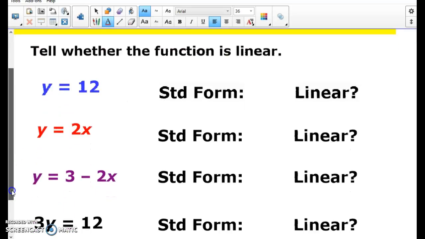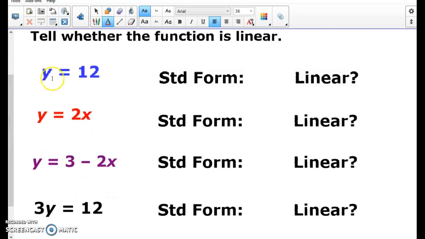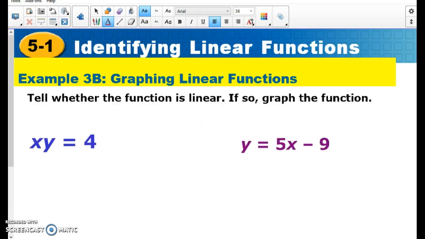Some of these things, just going back, so this is linear. It has all the rules. It's y equals 12. This one's also linear. y equals 2 times x. This one's also linear. 3 minus 2x. This one's also linear. 3 times y equals 12.